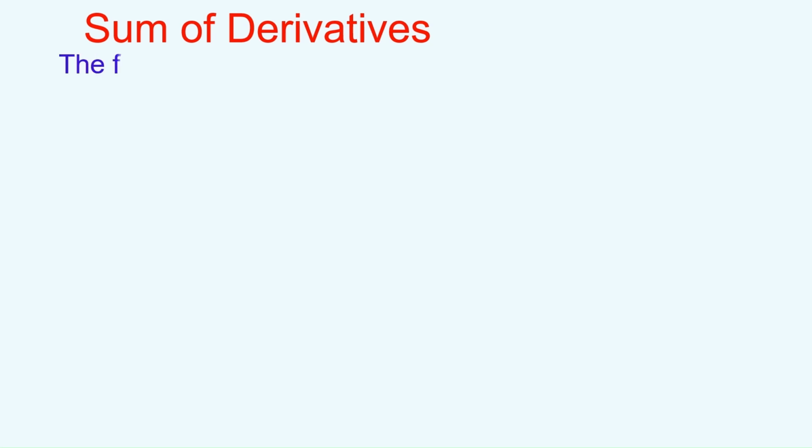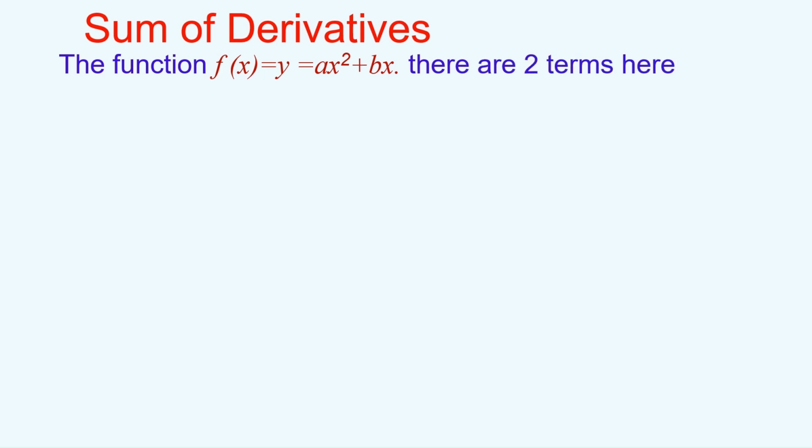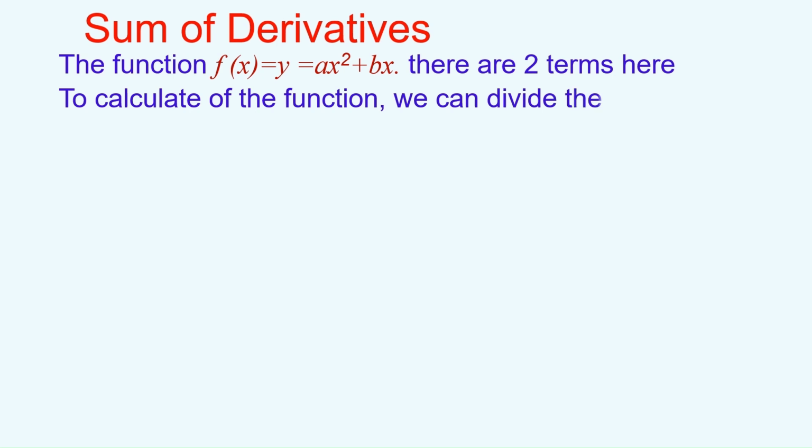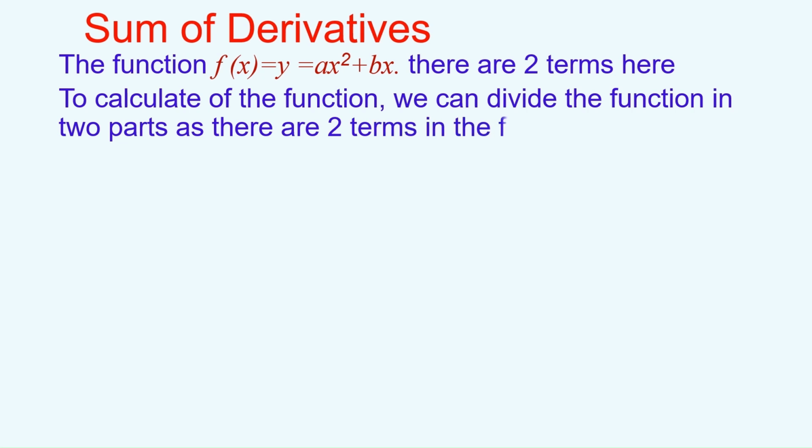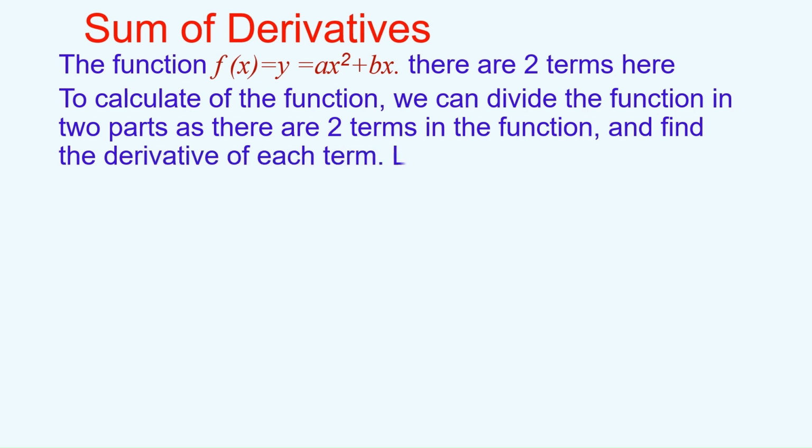Sum of derivatives. The function f(x) equals y equals ax squared plus bx. There are two terms here. To calculate the derivative of the function, we can divide the function in two parts, as there are two terms in the function, and find the derivative of each term.